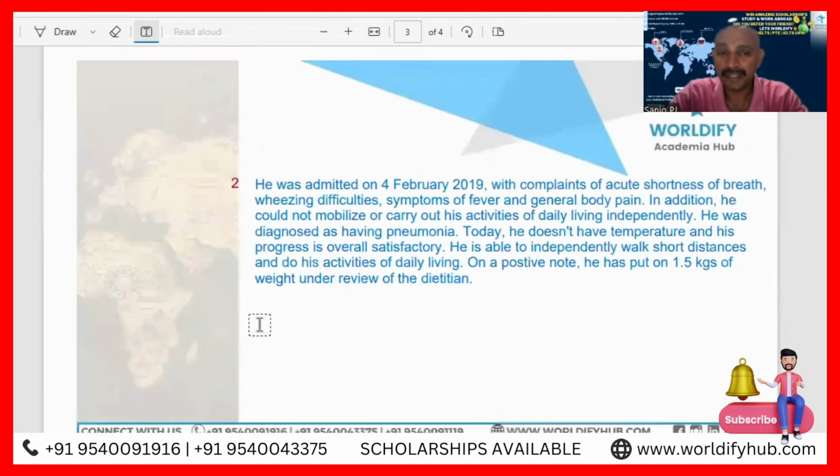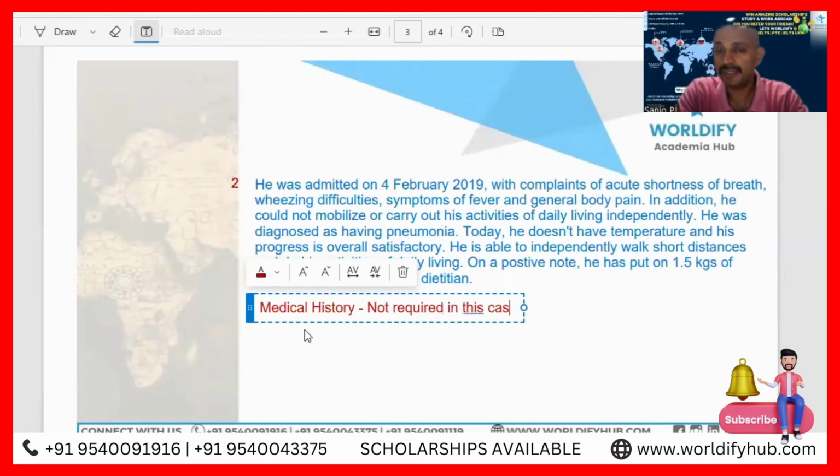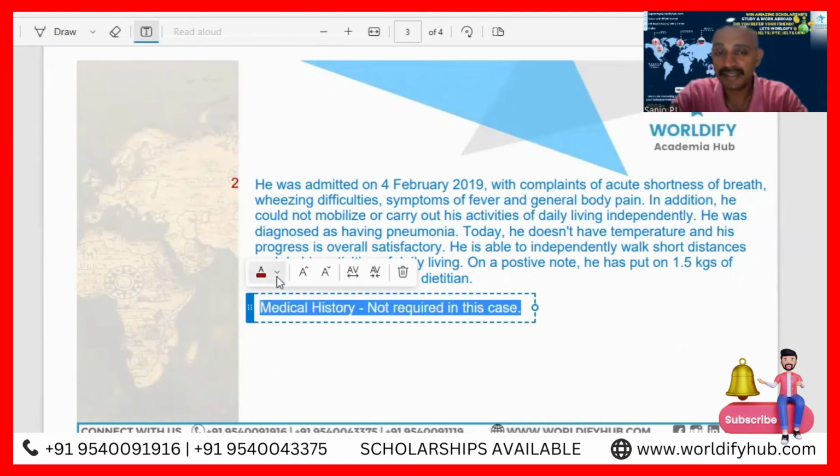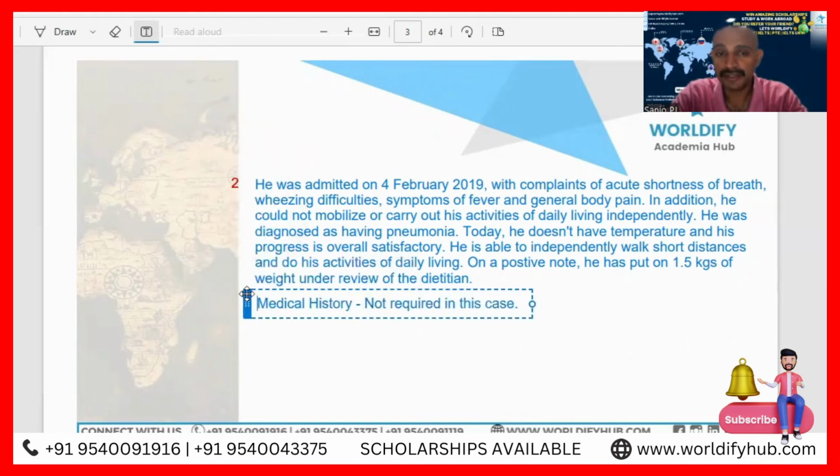Now, ideally, your paragraph 3 would have been medical history. No, this is not required in this case. So you will not write anything. You don't have to write any medical history because we said this is a non-case. So you will not need any medical history to be written. So this is not going to be there.